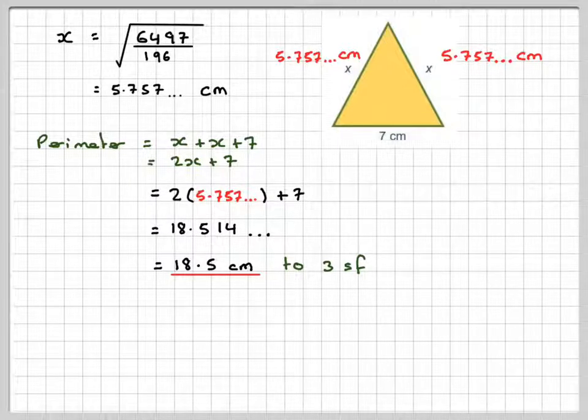So this has been a video to show you how to find the perimeter of an isosceles triangle using Pythagoras' theorem. I hope you've understood, and I thank you very much for watching.